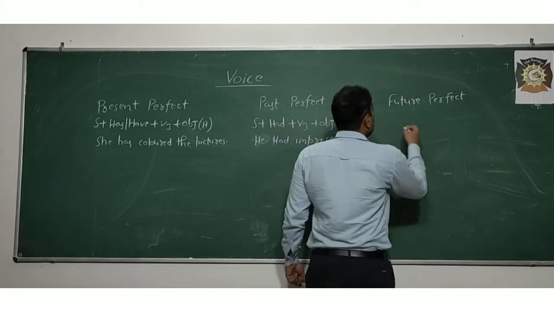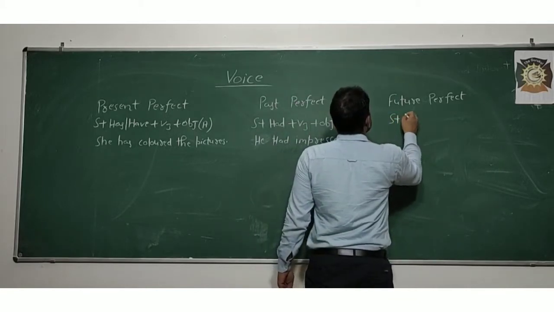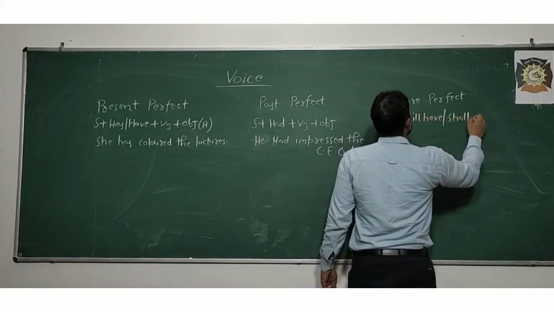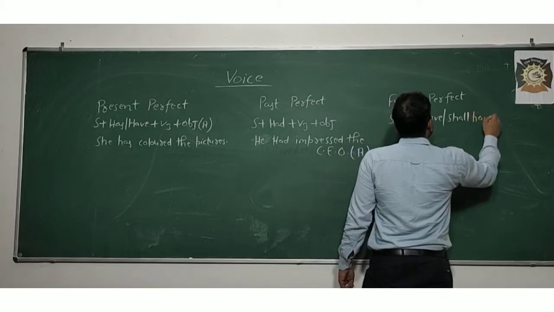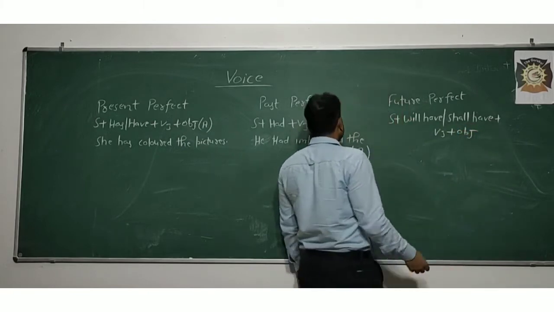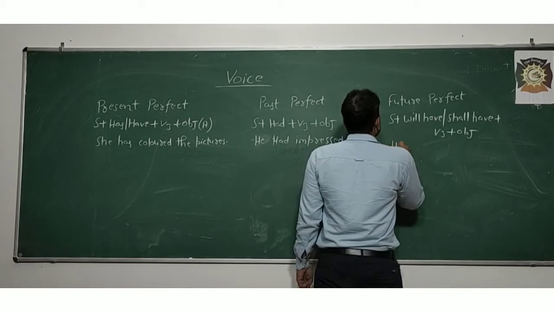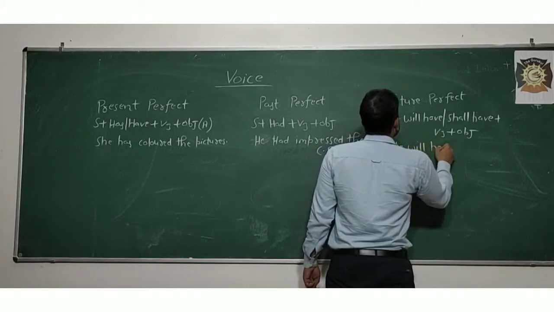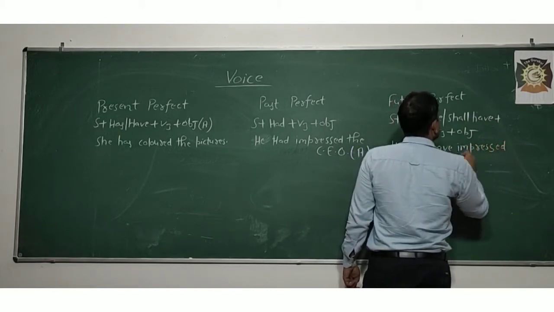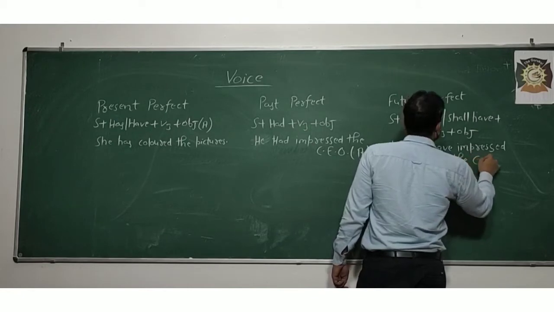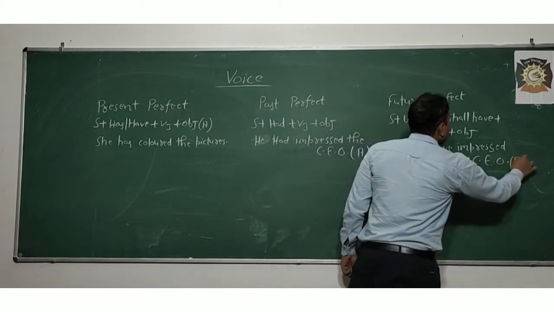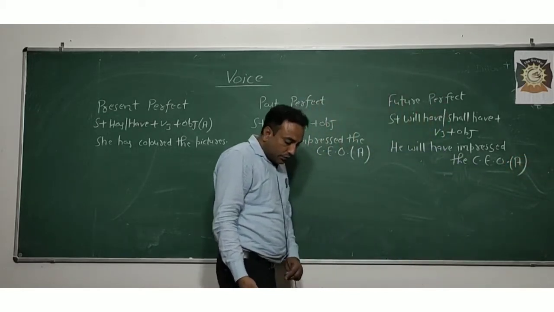First of all, what's the structure formula in future perfect? Subject plus will have and shall have plus V3 plus object. And what will you write? He will have impressed the CEO. He will have impressed the CEO. This sentence is also in active voice.